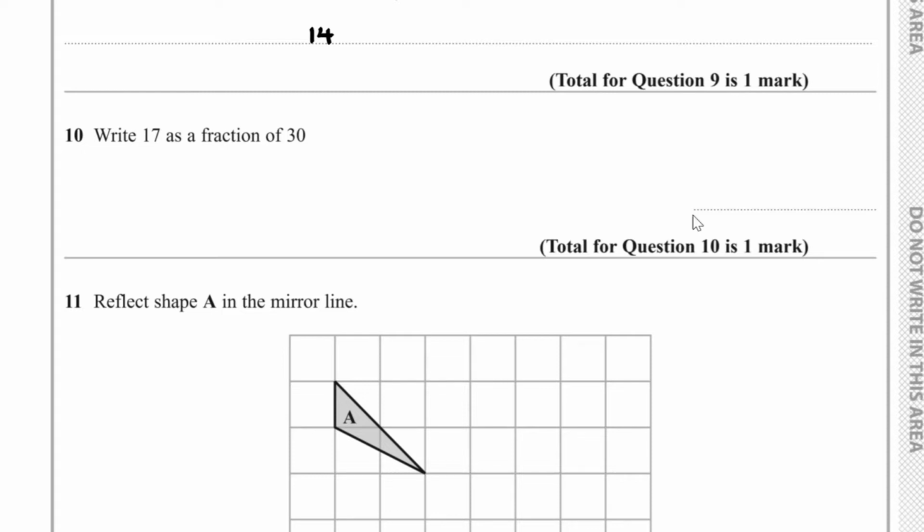Question number 10. We have to write 17 as a fraction of 30. Well, out of 30, we have 17, so the fraction is 17 out of 30.